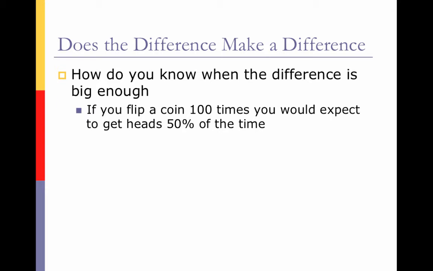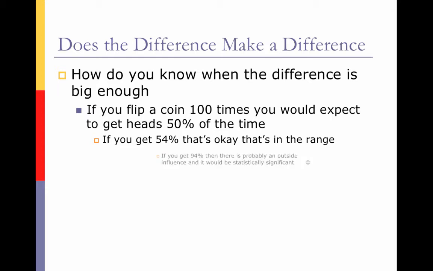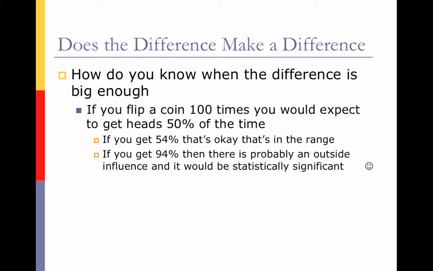What might make you think that that coin is not fair and that it's weighted to land one side or the other? If you flip it and you get 54% of the time that it lands heads, we're probably going to be okay with that. That seems reasonable, that if you flip a coin 100 times, you could end up with 54 heads. That's not out of the realm of possibility. If you were to flip it and you were to get heads 94% of the time, that's probably a little bit more interesting, and probably indicating that the coin is weighted, and we would consider this to be statistically significant.